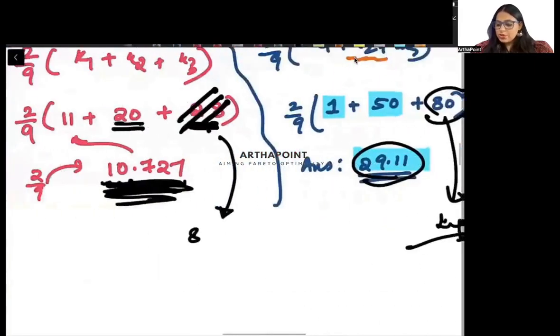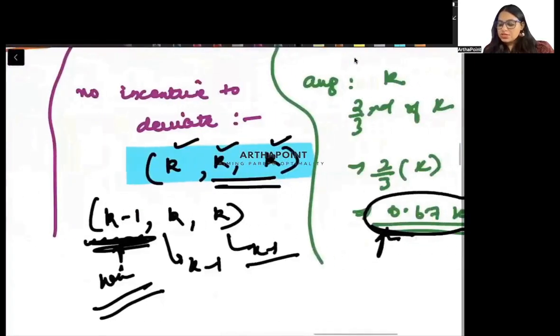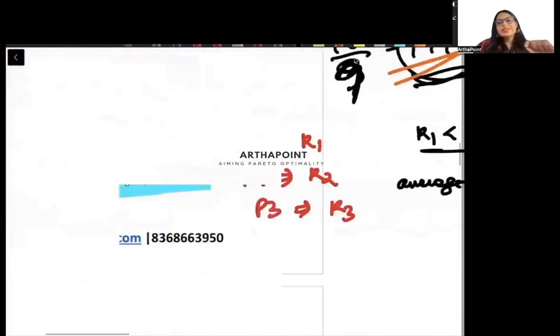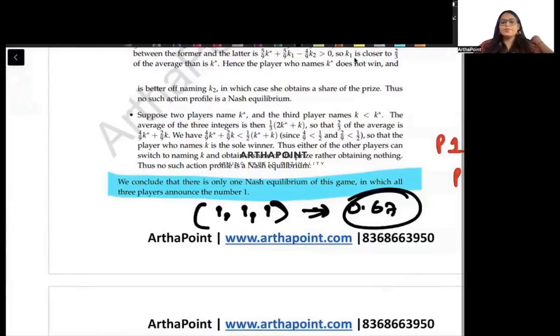So first understand this: when they announce different numbers, they want to lower the number. Okay? If they announce the same number, then also one of them can think that if I just lower this a bit, I will be closer to 2/3 of the average and I will win. Then others will again want to lower. And this process will continue till they announce the number which is the smallest possible, where there is no incentive to deviate. So that number will be just 1. Now 2/3 of the average will come out to 0.67.